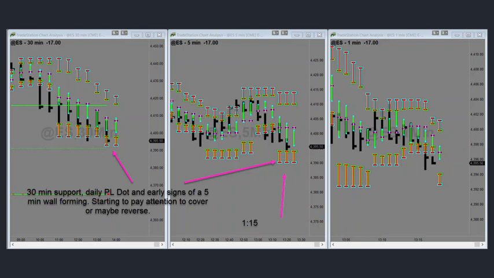So assuming we're holding short and we're starting to see this here, this is a 5-minute wall. Granted, on the 1-minute chart, prices are still blowing through the oncomings and down, so not quite covered yet, but this is where you start paying attention. And again, we're back here in the daily PL dot range and starting to wonder if this market might start to oscillate back up to the upside.